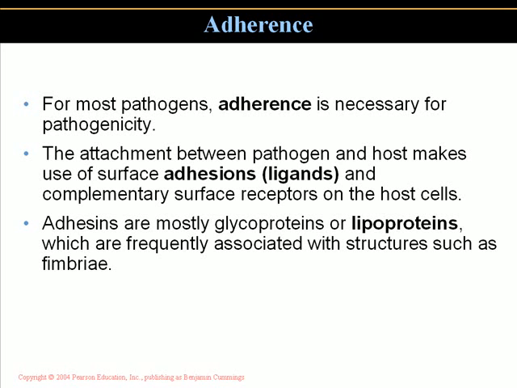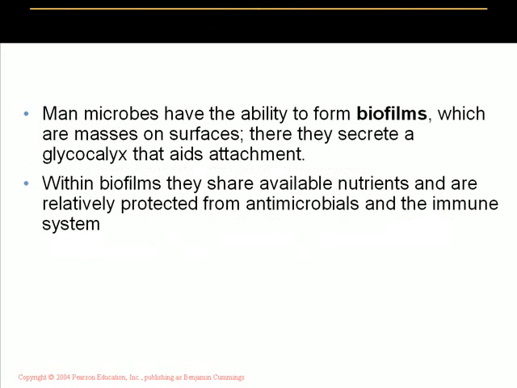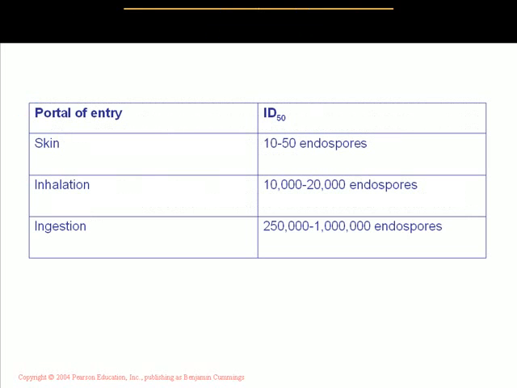Now, recognize that there are some other factors that can lead to attachment. We talked about this with viruses, and you've studied this for the test coming up on Wednesday: the spikes that viruses have. Viruses can use the spikes for purposes of attachment as well. Many microbes have the ability to form a biofilm. These are masses on the surface that secrete a glycocalyx and aid in attachment. Within the biofilms, they share available nutrients and are relatively protected from antimicrobials and the immune system.